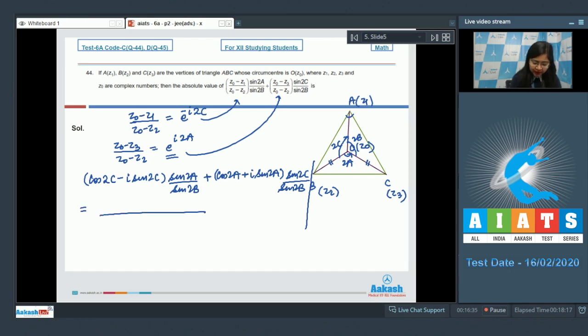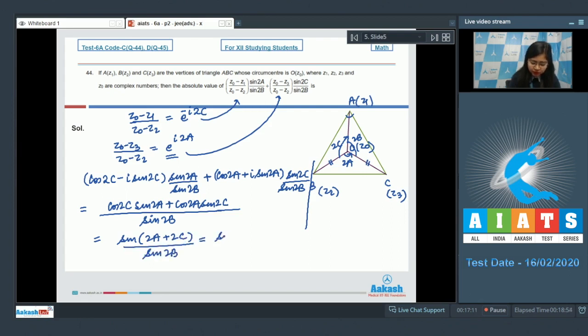Now this is equal to, sin 2B can be taken common in the denominator. So we have cos 2C sin 2A plus cos 2A sin 2C as the real part, and the imaginary part is minus sin 2C sin 2A plus sin 2A sin 2C, that will cancel. So we are left with only this term. Now this is equal to sine of (2A plus 2C) divided by sine 2B.